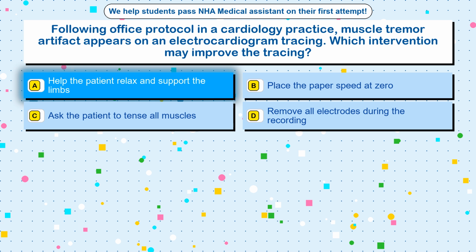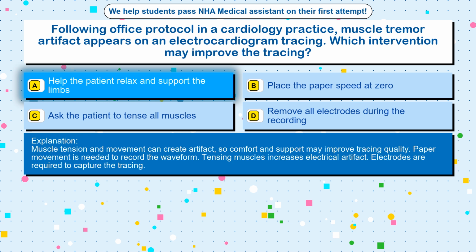The correct answer is option A, help the patient relax and support the limbs. Muscle tension and movement can create artifact, so comfort and support may improve tracing quality. Paper movement is needed to record the waveform. Tensing muscles increases electrical artifact. Electrodes are required to capture the tracing.